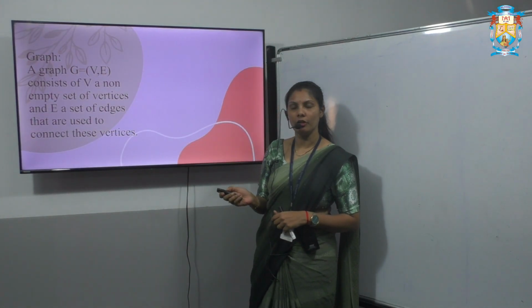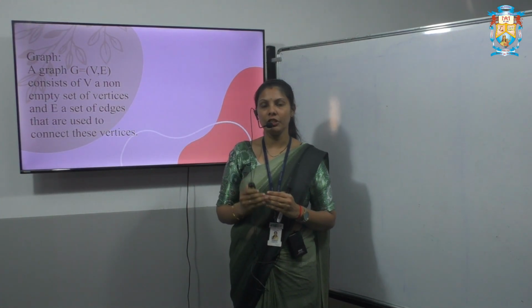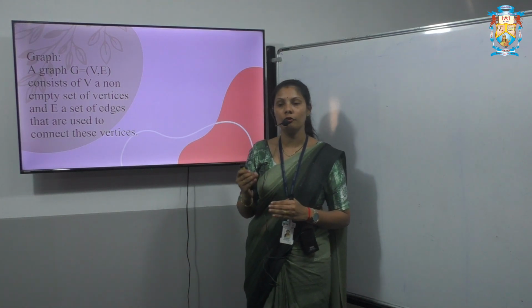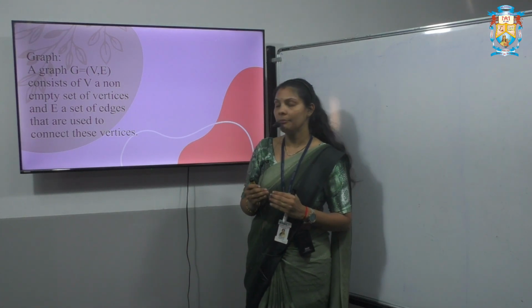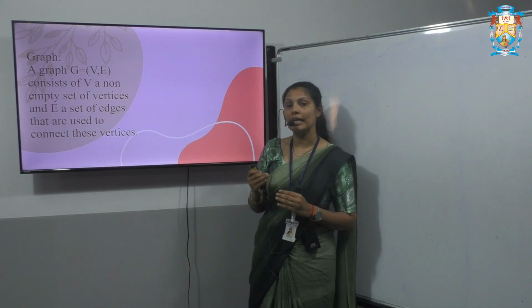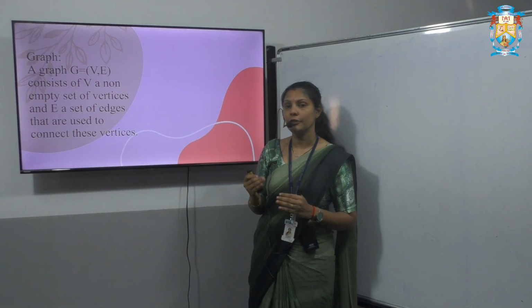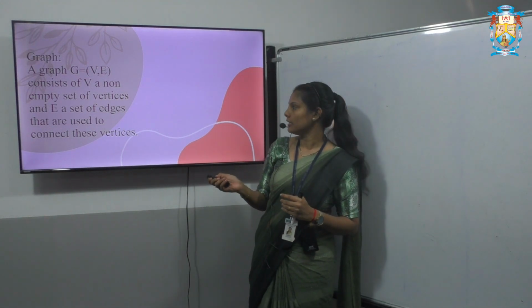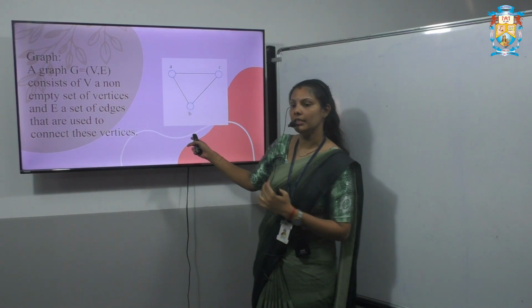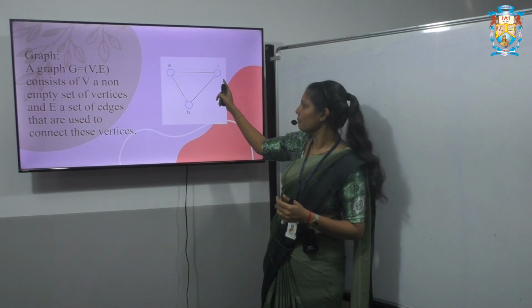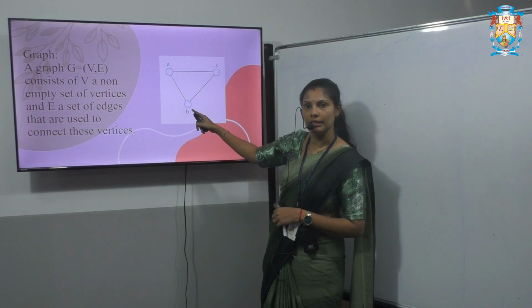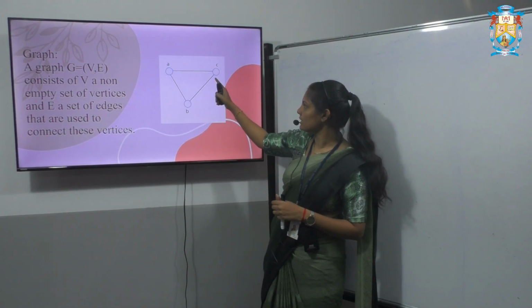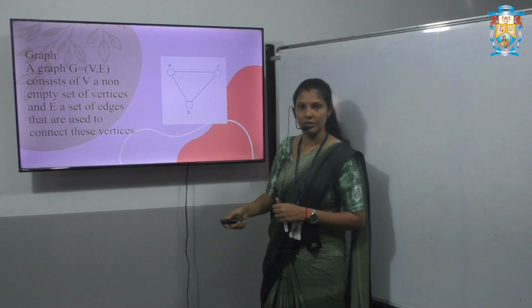So the definition of a graph: a graph G(V, E) consists of V, a non-empty set of vertices, and E is a set of edges that are used to connect these vertices. Now you can observe here a graph where A, B, C are vertices and AC, BC and AB are the edges.